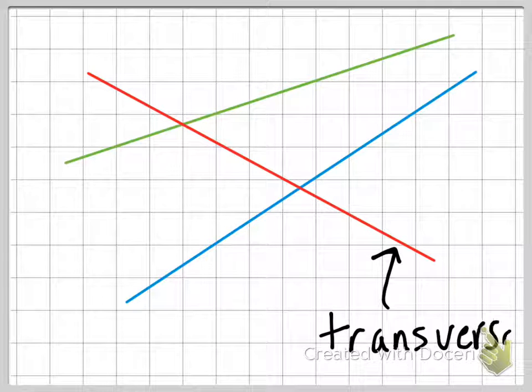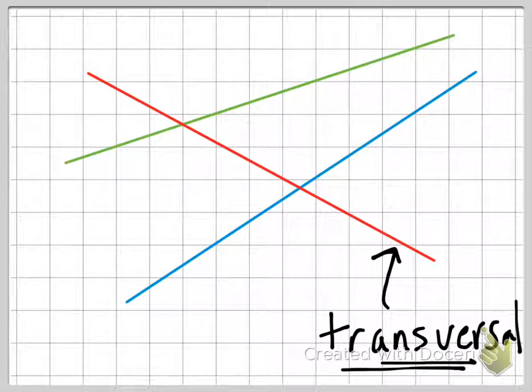Transversal. So it comes from the idea of transversing or traversing, or to go across, like to transit, to travel. The red line goes across both the green and the blue. In short, a transversal is a line that crosses two or more other lines. And in so doing, it creates a lot of interesting relationships.